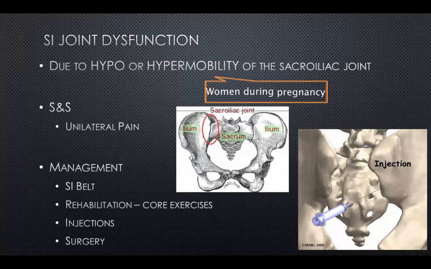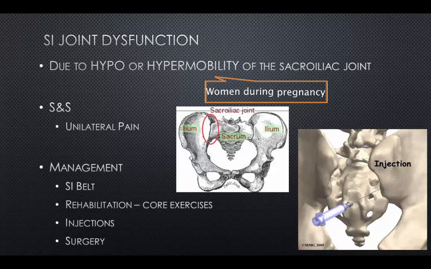Sacroiliac joint dysfunction is due to a lack or excessive mobility at the sacroiliac joint. It is common during pregnancy, especially closer to labor. Signs and symptoms of SI joint dysfunction include unilateral pain or one-side pain. Management may include an SI belt, which will help support the joint, rehabilitation with a focus on core exercises, injections, or possibly surgery.